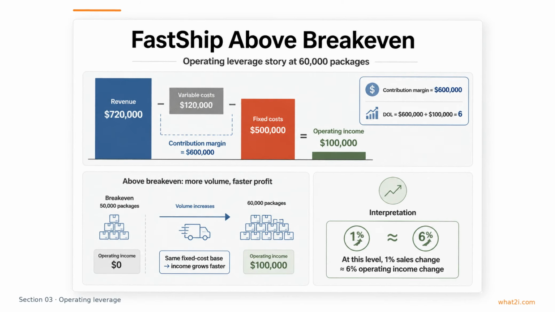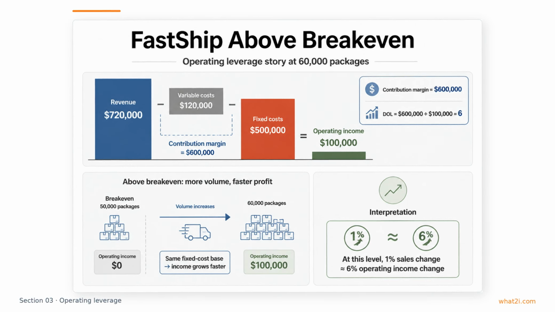At 60,000 packages, revenue rises to $720,000, and variable costs rise to $120,000. Contribution margin becomes $600,000, while fixed costs remain $500,000. Operating income is therefore $100,000, and DOL is $600,000 divided by $100,000, or 6. That means at this sales level, a 1% change in sales implies about a 6% change in operating income. The fixed cost base has not changed, so the extra volume creates rapid earnings growth.